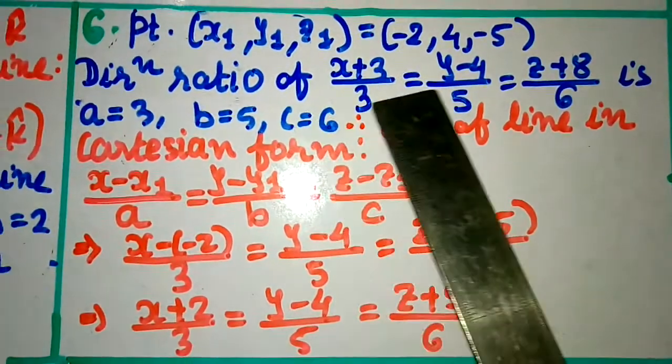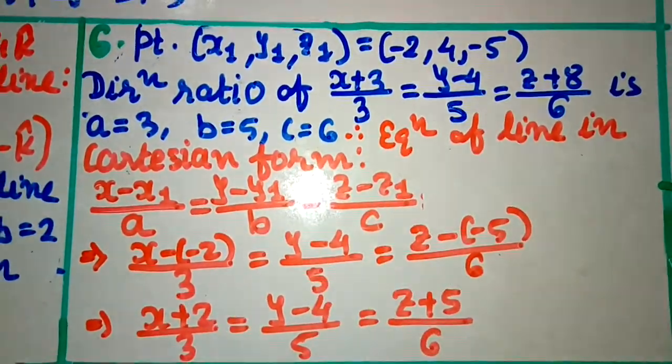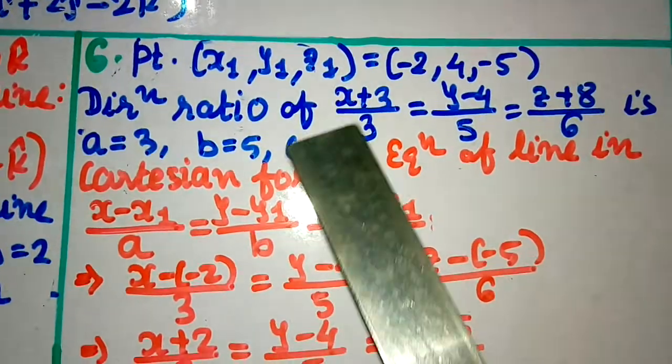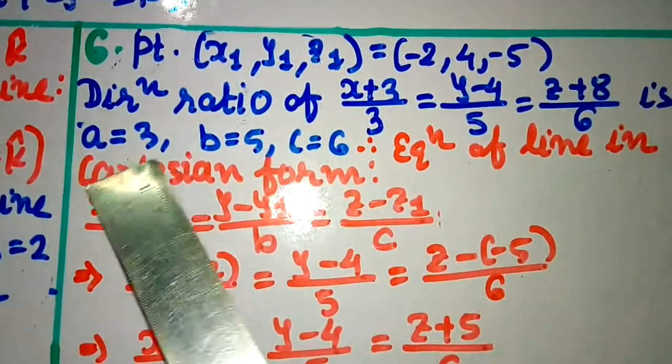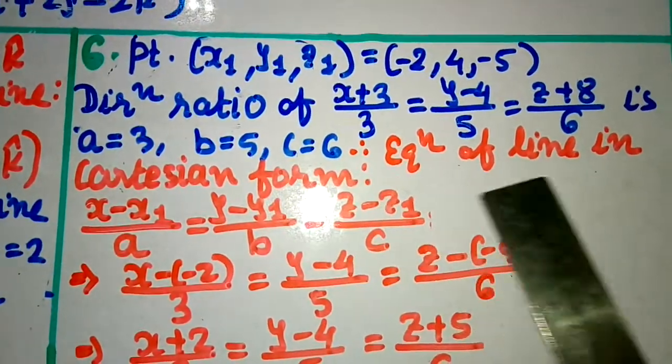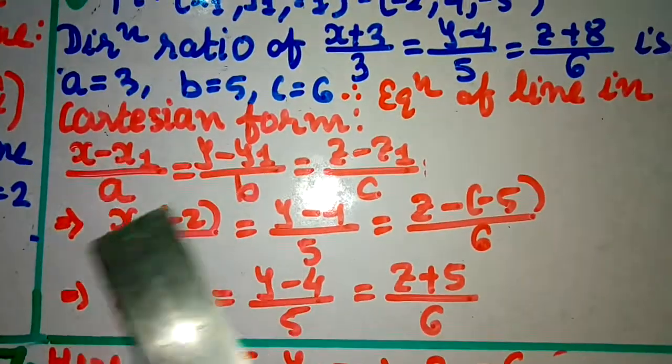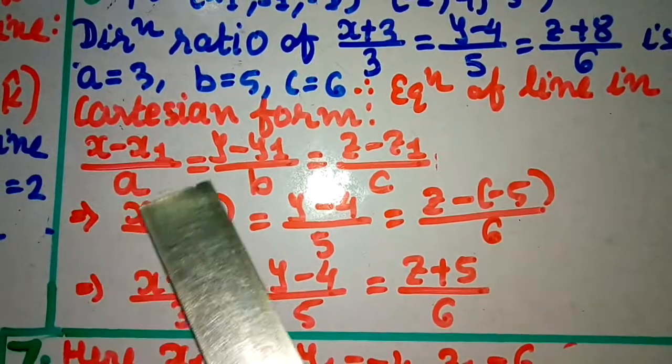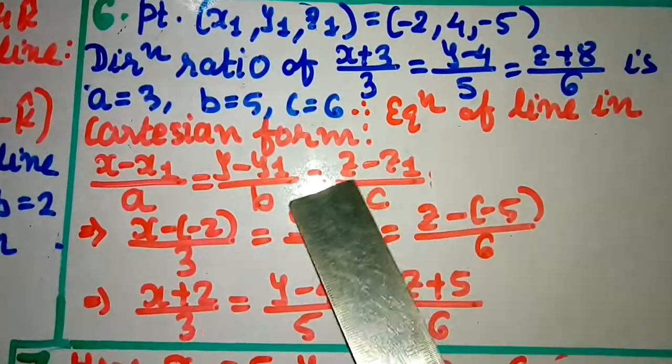So this is your A, B and C, or A1, B1, C1. Here only one line is there, so I'll take A, B and C. So A equal to 3, B equal to 5 and C equal to 6. Therefore, the equation of the line in Cartesian form is x minus x1 by a equal to y minus y1 by b equal to z minus z1 by c.